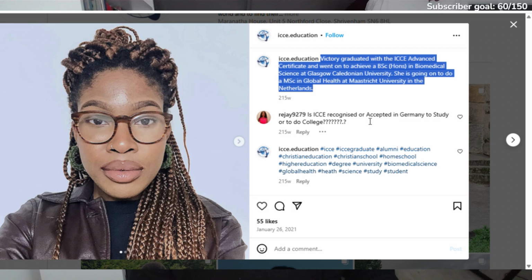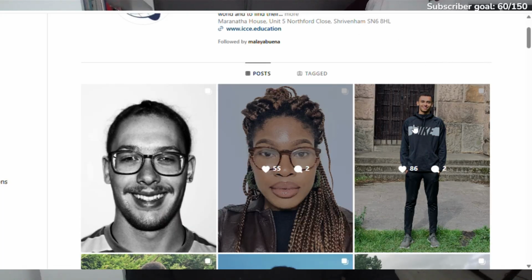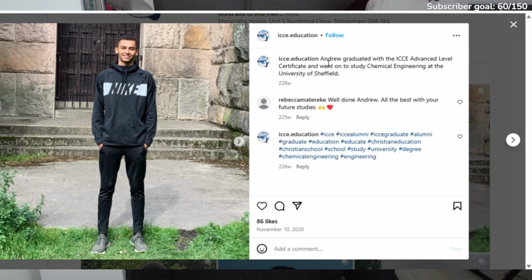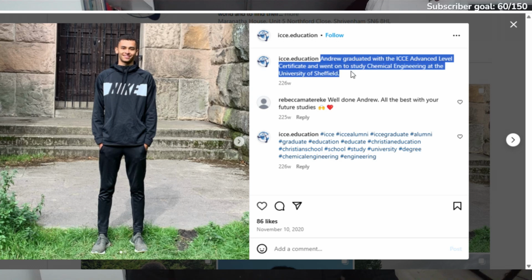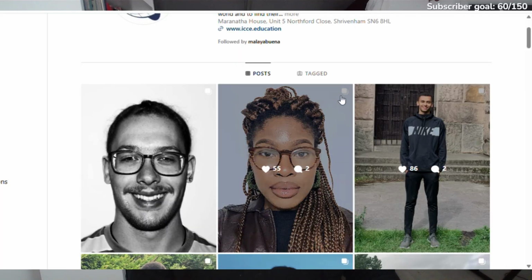Okay, good. And then let's just look at a couple more. Let's get him as well. So we've got Andrew, graduated with the ICCE Advanced Level Certificate and went on to study Chemical Engineering at the University of Sheffield. So there's loads of universities that accept students. I'll give you a list of the ones that I know about that have accepted them. Let's try a few more.